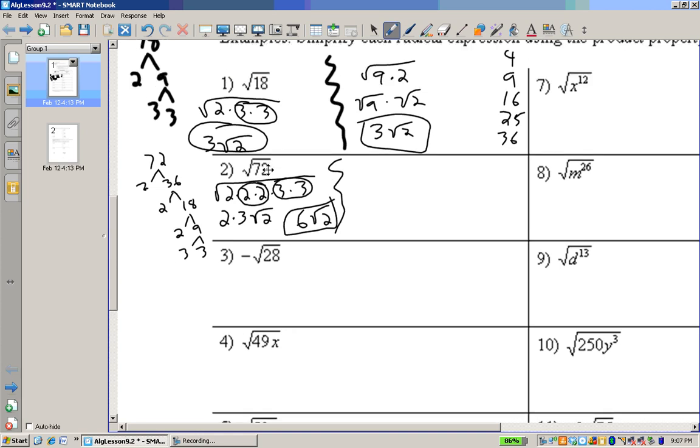Now, 72, we notice 4 will go into 72 nicely. 9 will go into 72 nicely. Don't believe 16 will. 25, 36. That's a large perfect square that will go in. So square root of, that's 36 times 2. Can break that apart. And that's going to be, square root of 36 is 6. And that's 6 square roots of 2. And that's as far as we can break that down.